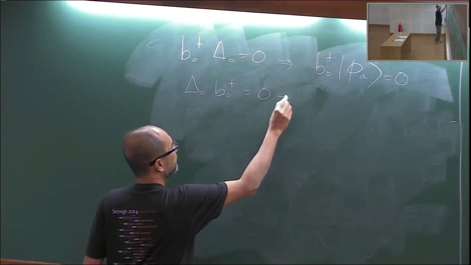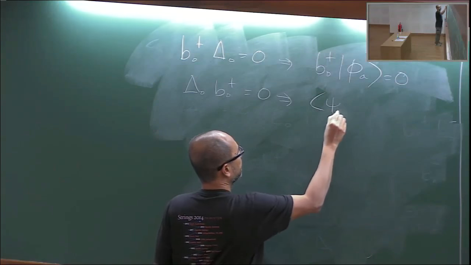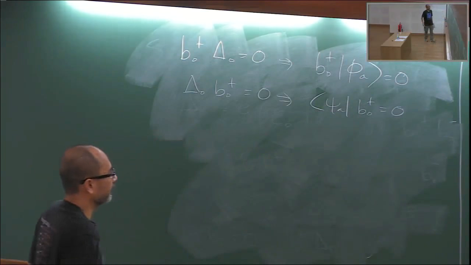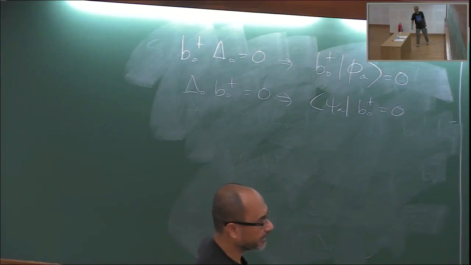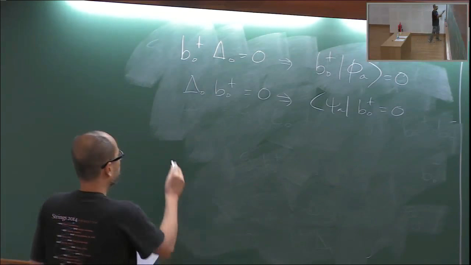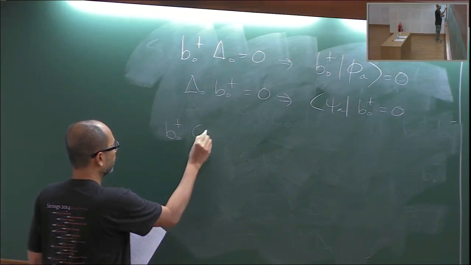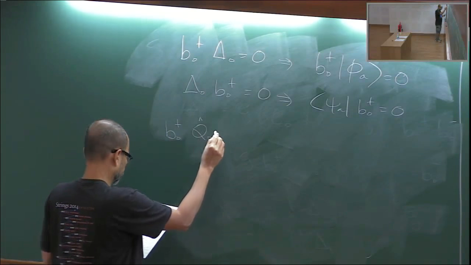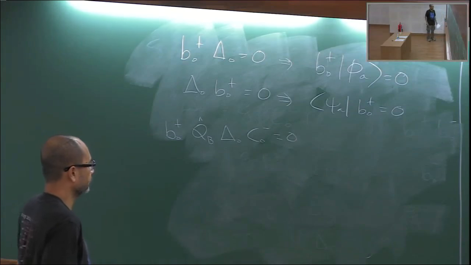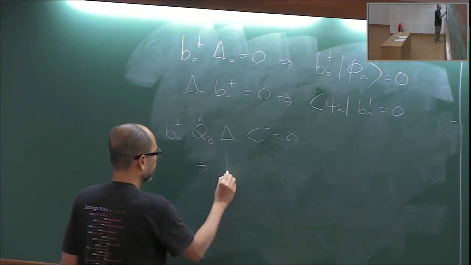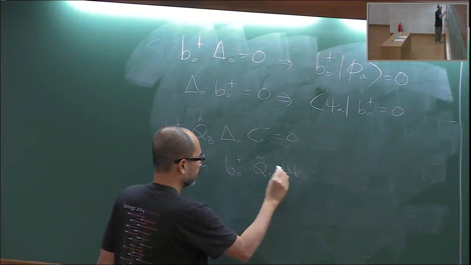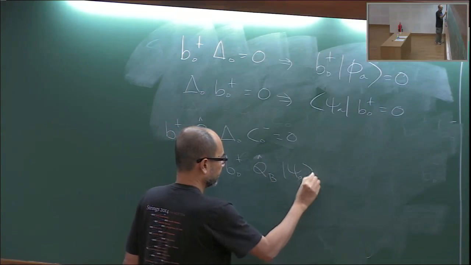equal to 0 implies that psi a b0 plus equal to 0. Oh, I should have, that I have already said. Phi and psi belong to H hat. Then we have b0 plus qb hat delta 0 c0 minus equal to 0. And this implies that b0 plus qb hat psi a equal to 0.